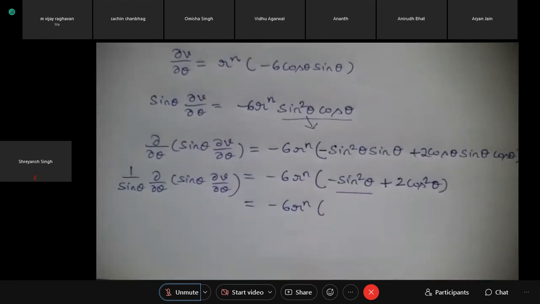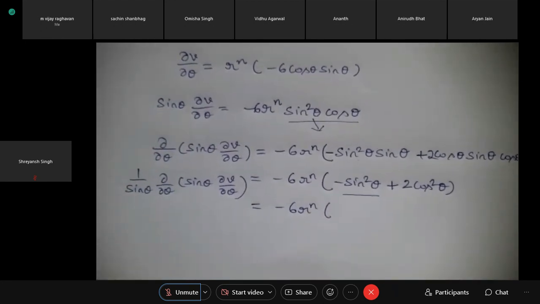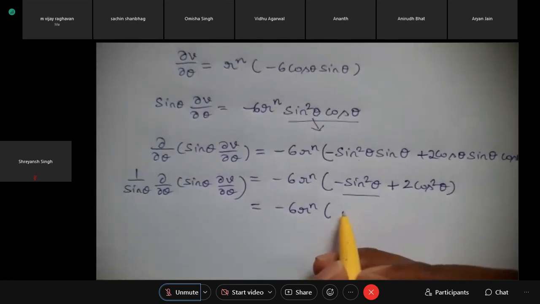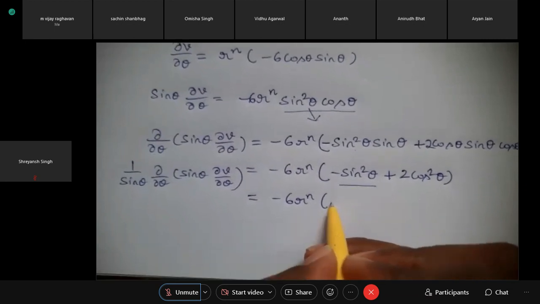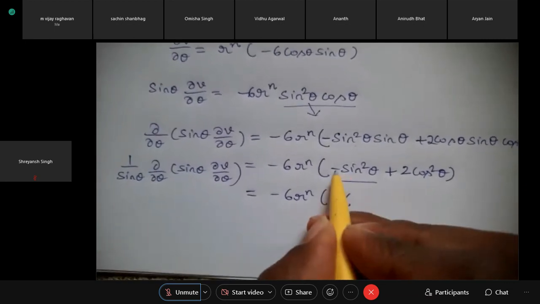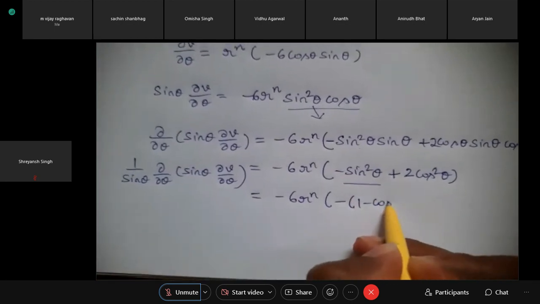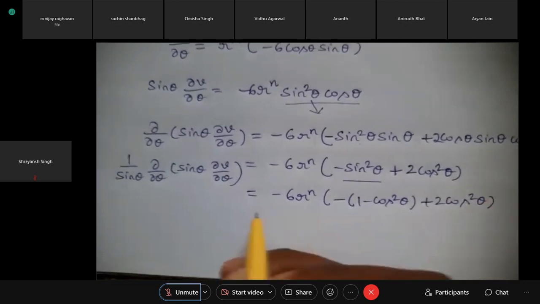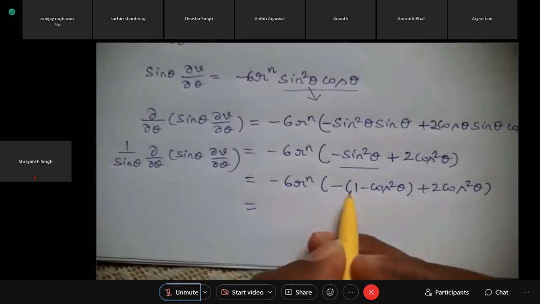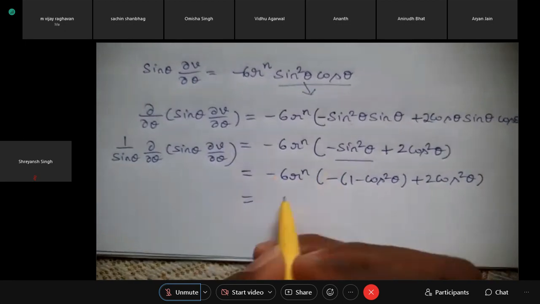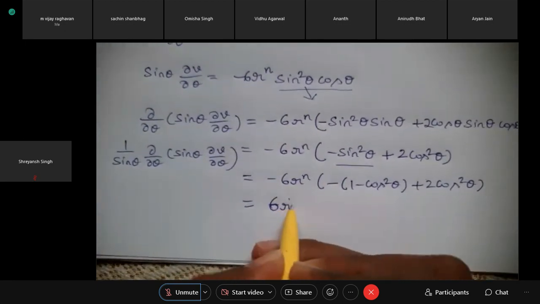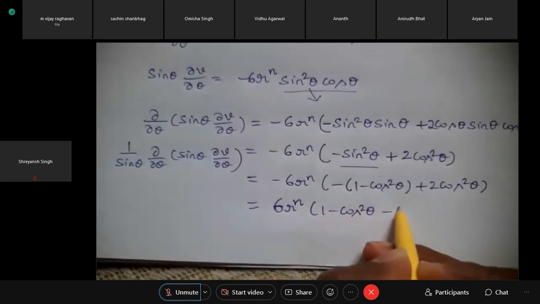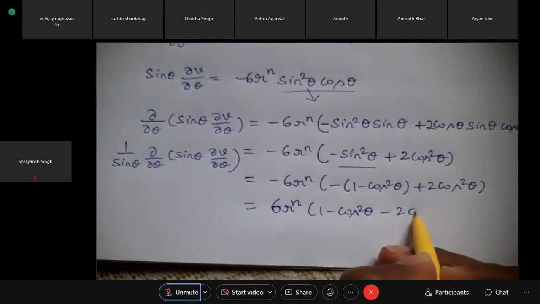Sine square theta, can I express it as 1 minus cos square theta? Yes, sir. Okay. But it will be with a negative sign because there is a negative sign: minus 1 minus cos square theta plus 2 cos square theta. If I distribute the negative sign inside, it will become 6r to the power of n times 1 minus cos square theta minus 2 cos square theta.